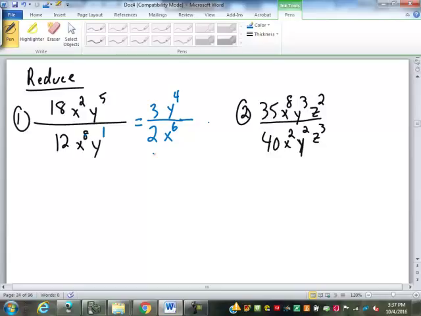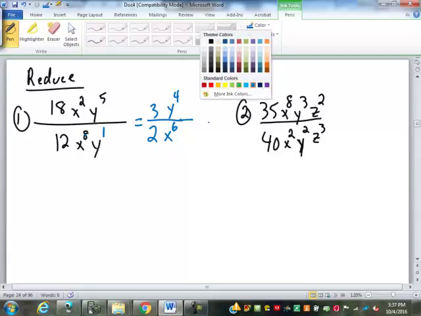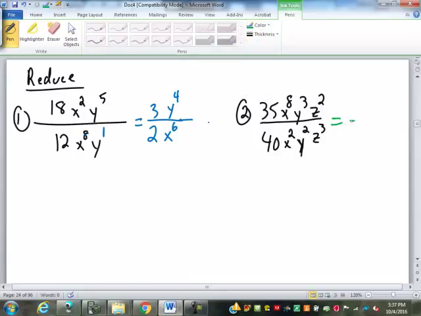How many of you had that? You were most of the way there, right? Yeah. Close enough. For the numbers in this one, 35 over 40 is going to reduce to 7 over 8. Very good. How about x? Top, power of 6. Good. The larger power was on top. 8 minus 2 makes 6.